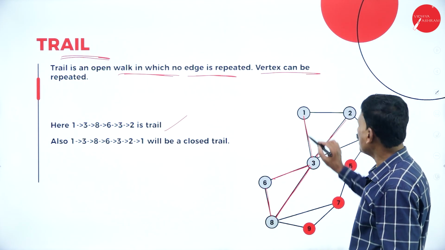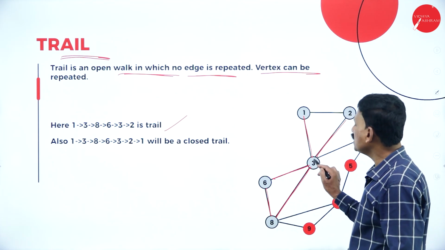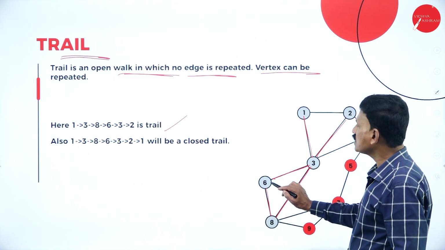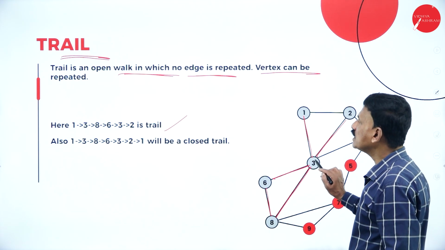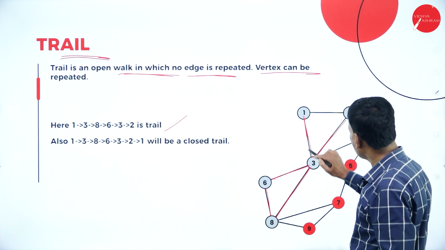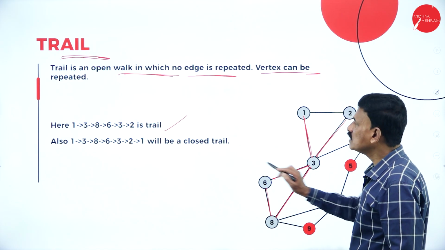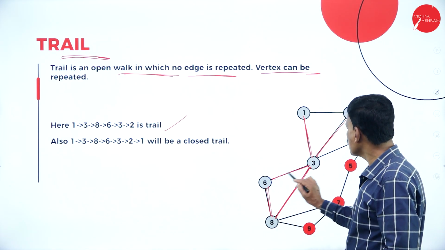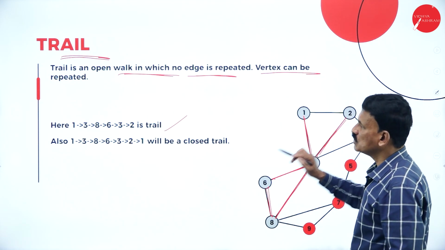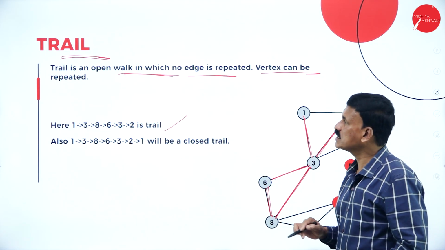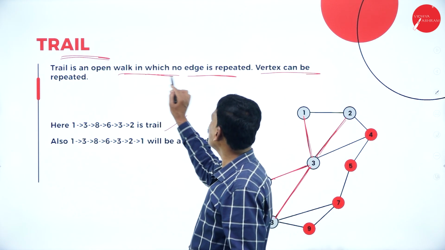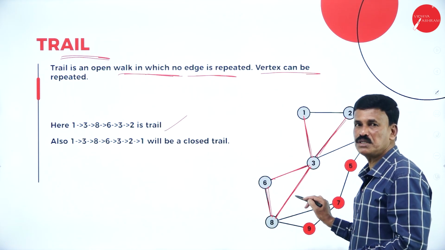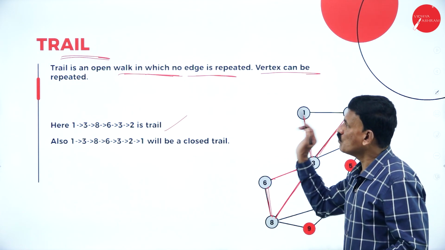That is, 1 to 3, again 3 to 8, again 8 to 6, again 6 to 3, and again 3 to 2. So this is an example for a trail. A trail is an open walk in which no edge is repeated. So no edge is repeated. This is an example for a walk.